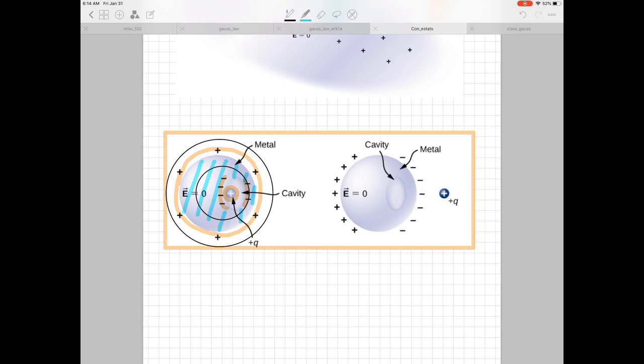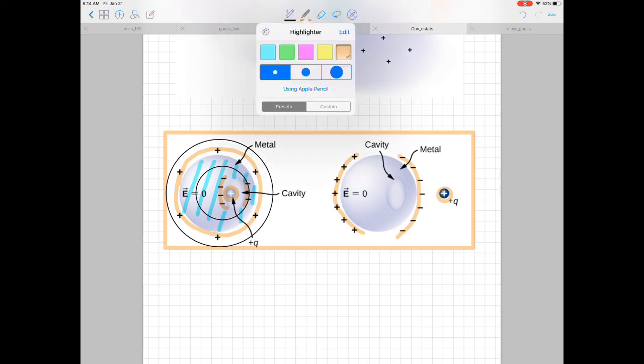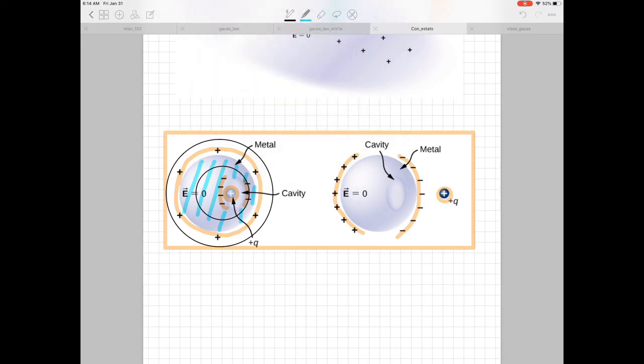And then over here on the right, you've got a positive test charge outside of the conductor. So that means there's an induced charge on the conducting surface, negative on the right, positive on the left. But the electric field inside the conductor is still 0. And that's obvious because there's no charge whatsoever inside the conductor.